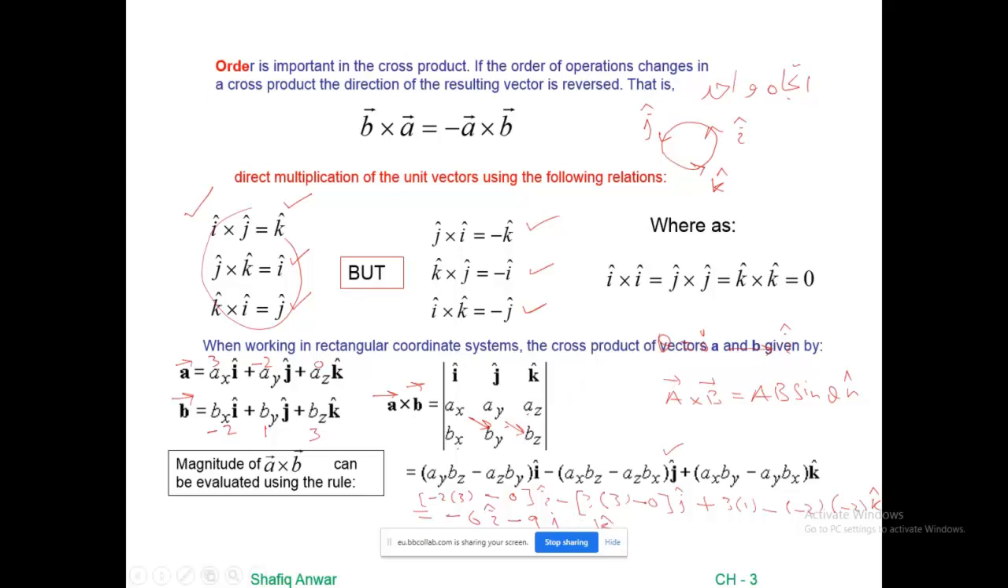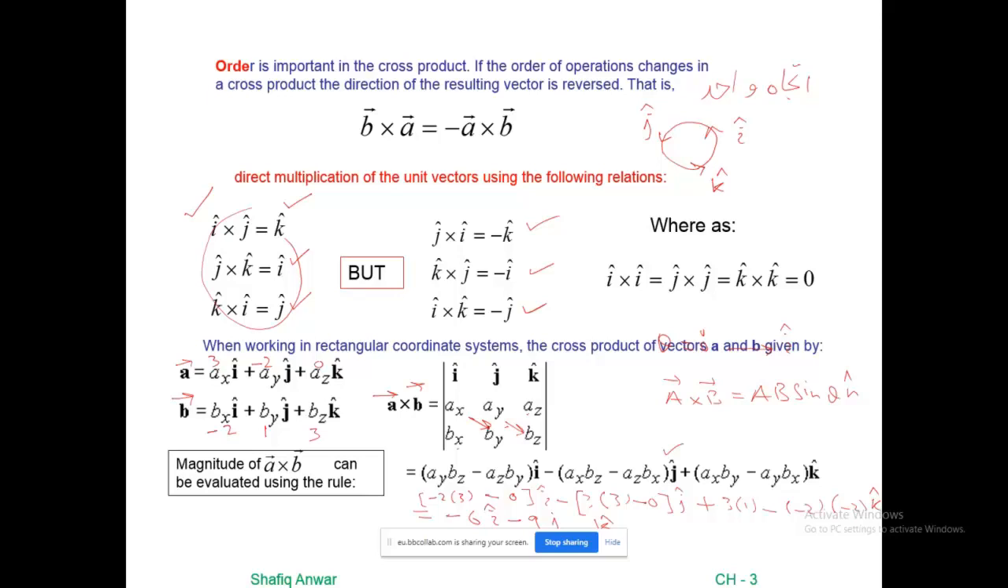Yes, please. Teacher, in the exam, do we use letters or numbers? No, it will be given as numbers. You use the simple rule and it will be given to you as numbers. For example, I'm giving you an example: a vector is equal to 3i minus 2j plus 0k, for example. b vector is equal to -2i plus 1j plus 3k, for example. So you take the numbers and you solve it.